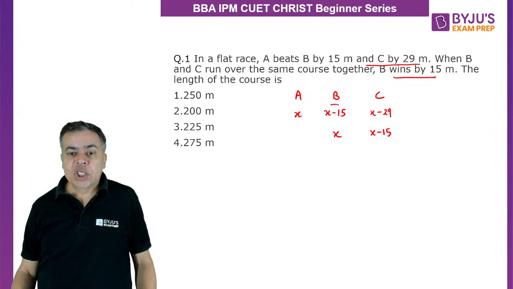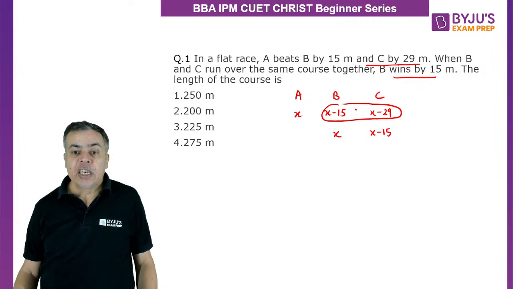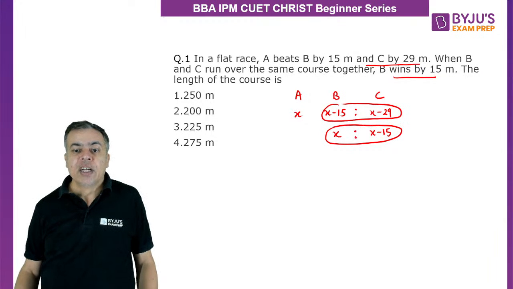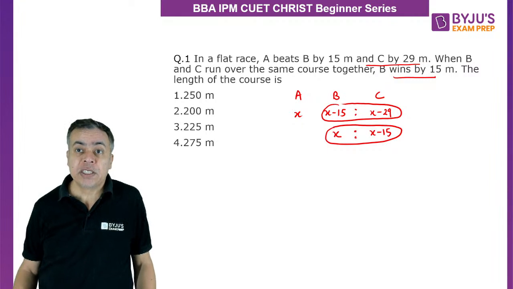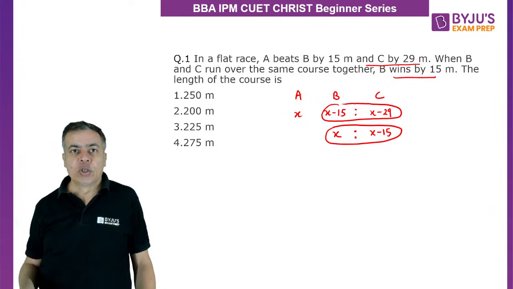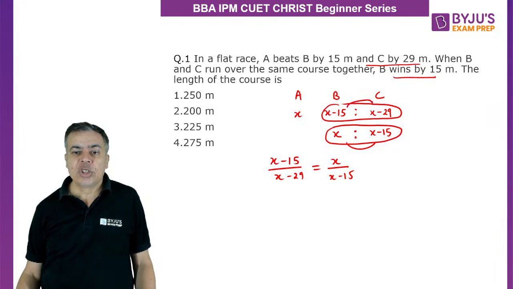The distance covered in the same time is giving you the ratio of the speed. This is also distance covered in the same time giving you the ratio of the speed of B and C. The ratio must be the same in both the cases, दोनों केस में सेम होनी चाहिए ना, अलग अलग थोड़ी हो सकती है स्पीड की रेशियो. So that means (x minus 15) by (x minus 29) must be equal to x by (x minus 15). इन दोनों का रेशियो और इन दोनों का रेशियो सेम होना चाहिए.